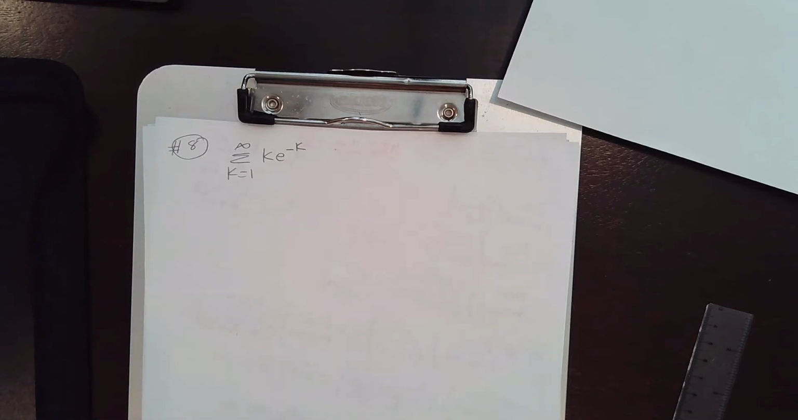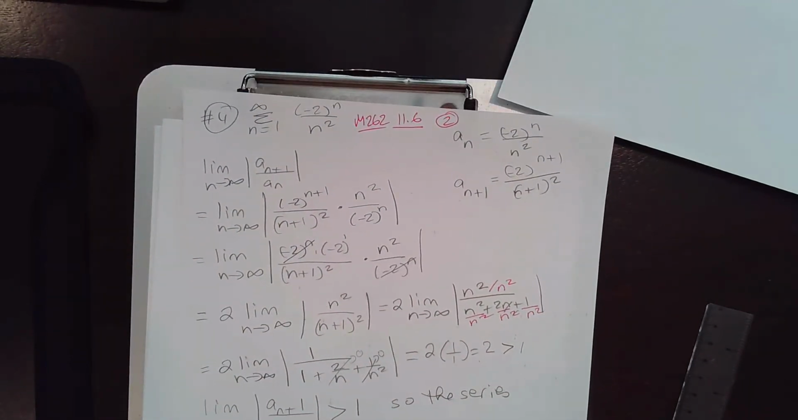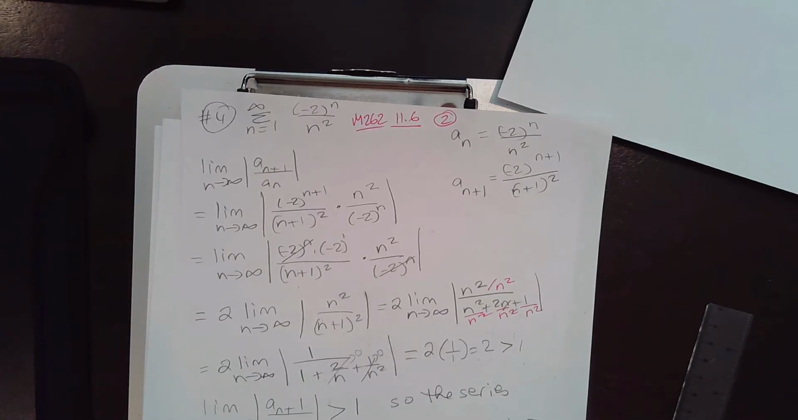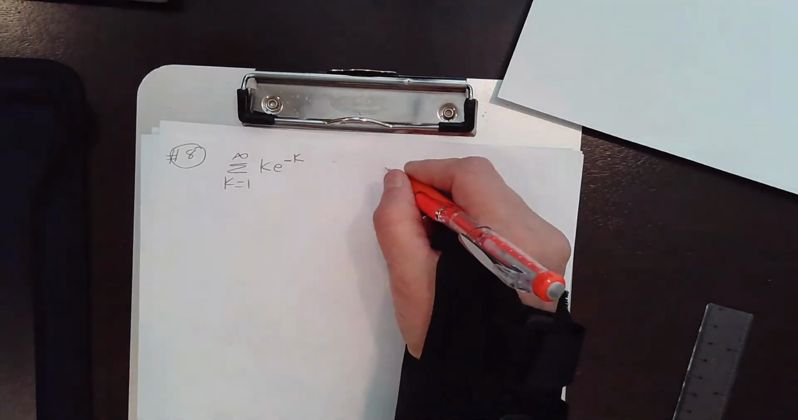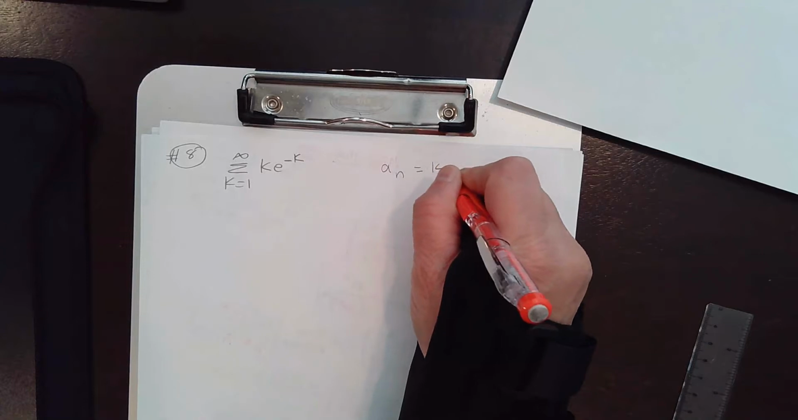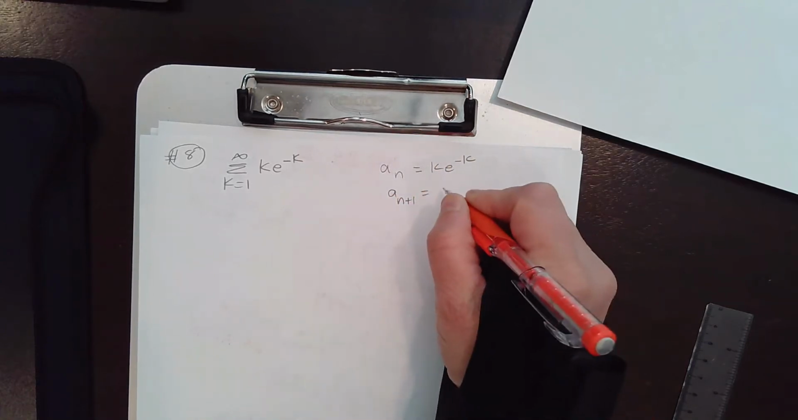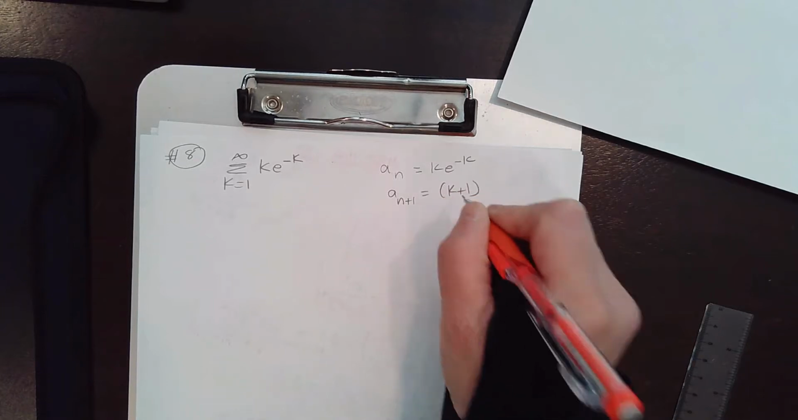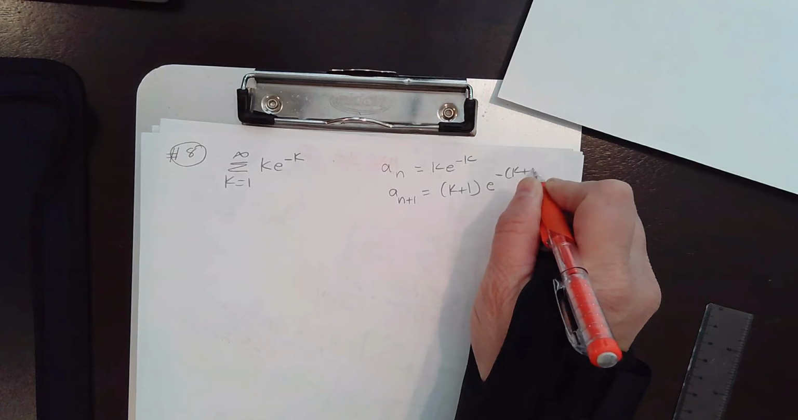Now, if you recall, we use what? The limit of the absolute value of a n plus 1 over a n as n approaches infinity, and that's what we're going to be doing. So what is a n? A n is k e to the negative k, and what would a n plus 1 be? It would be k plus 1 times e to the negative (k plus 1).